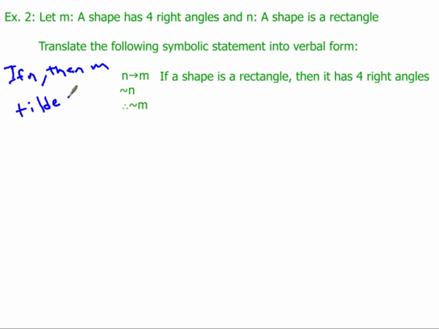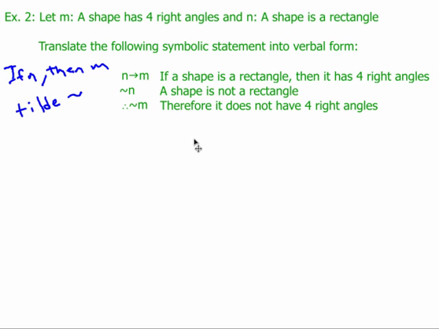T-I-L-D-E. That's what this squiggly thing is. Okay, this means not. So we're saying not n. Well, n is a shape is a rectangle, so not n is a shape is not a rectangle. Well, what does that imply? Well, I've got my 3 dots. That's therefore not m. So therefore, it does not have 4 right angles.